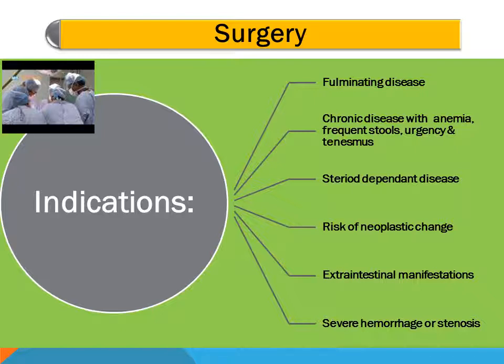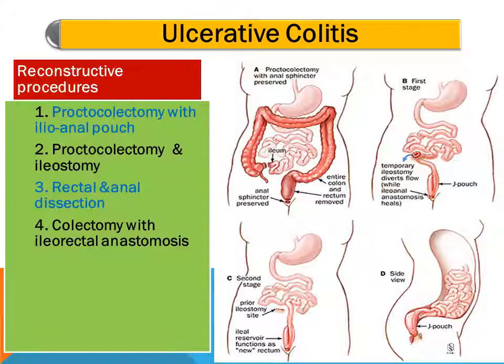Surgery. The indications for surgery are fulminant disease, chronic disease with anemia, frequent stool, urgency and tenesmus, steroid dependent disease, risk of neoplastic change, extraintestinal manifestation, and severe hemorrhage or stenosis. In ulcerative colitis, reconstructive procedures are proctocolectomy with ileoanal pouch formation or proctocolectomy and ileostomy. Rectal and anal dissection can be done and colectomy with ileorectal anastomosis. So these are different diseases.